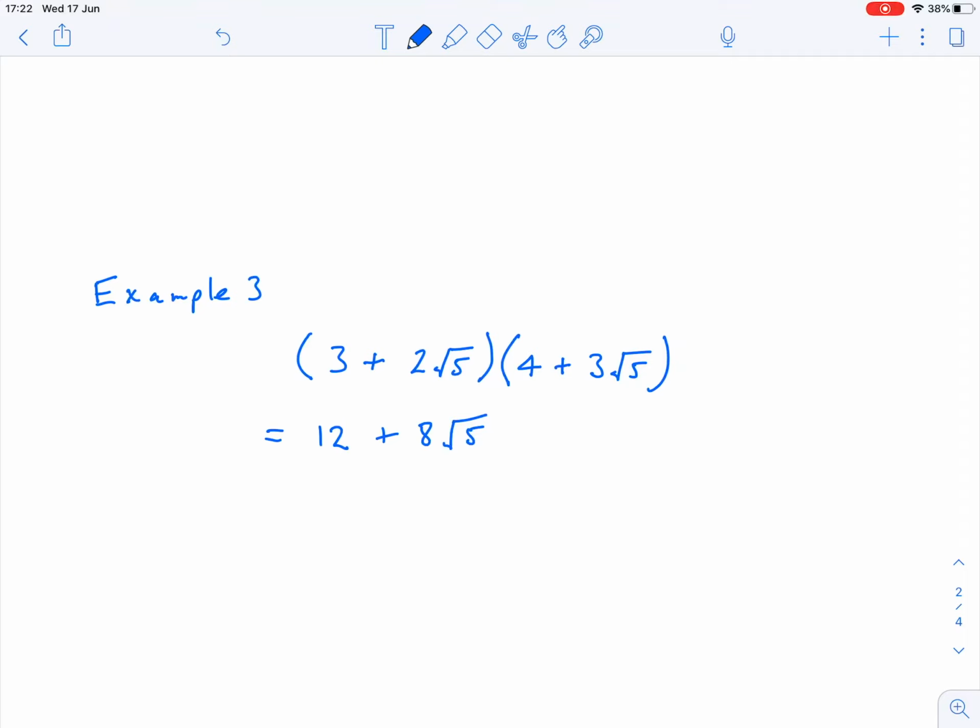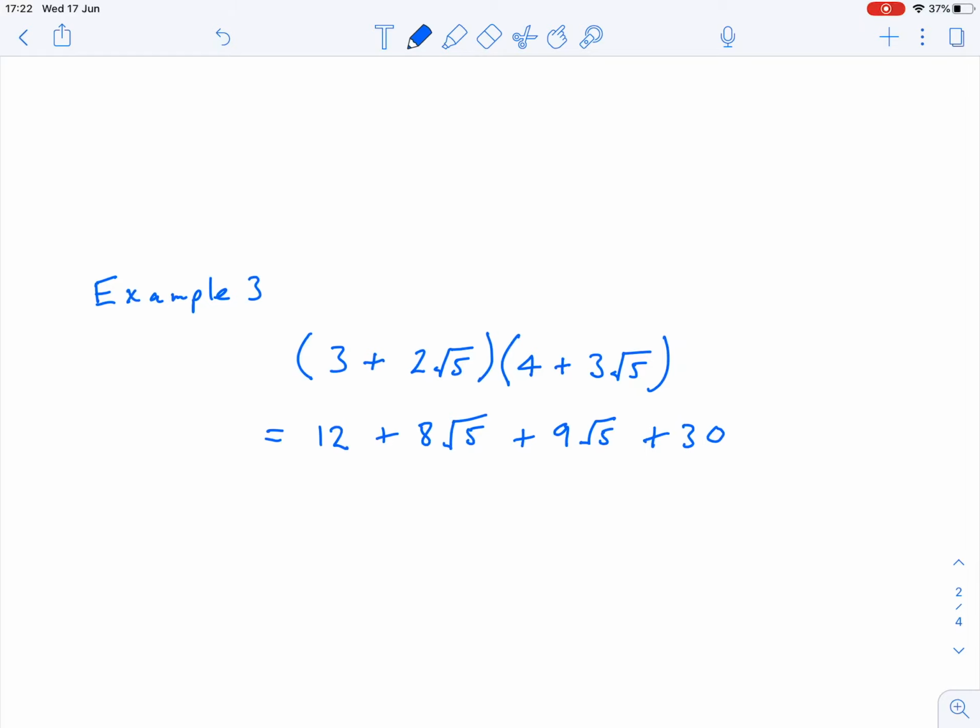Now I'm going to multiply the first bracket by 3 root 5. So 3 times 3 root 5 is plus 9 root 5. And then the final one, 2 root 5 times 3 root 5. 2 times 3 is 6. Root 5 times root 5 is 5. But the 6 has to be multiplied by the 5, so that gives us plus 30 on the end.